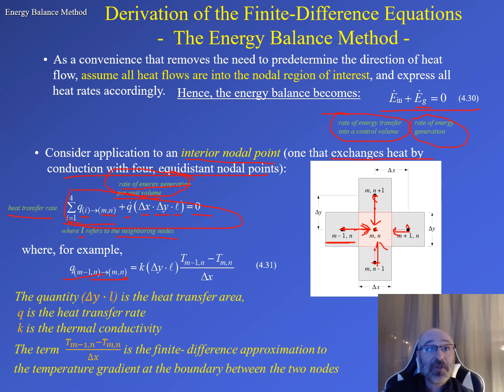This is going to be equal to our K, which is our thermal conductivity, times our delta y L value, which is the heat transfer area. And this is going to be multiplied by this term, where this term is the finite difference approximation to the temperature gradient between the boundary of the two nodes. So that's where you can see those two nodes. That's the temperature of this node minus the temperature of our interior nodal point, m, n, all divided by that distance between them, which we've just shown is a value of delta x between those 2 points. And this relates back to our equation 4.31 in our textbook.